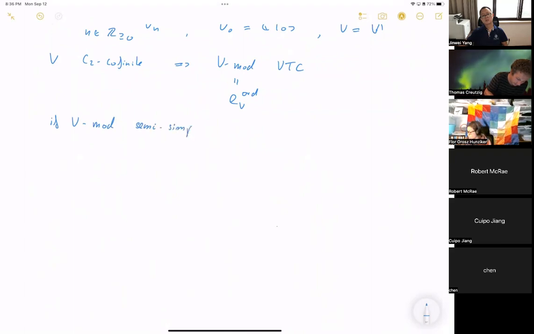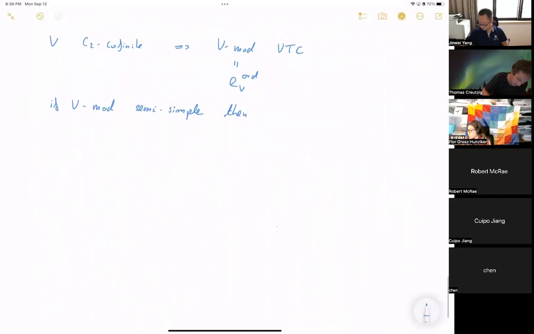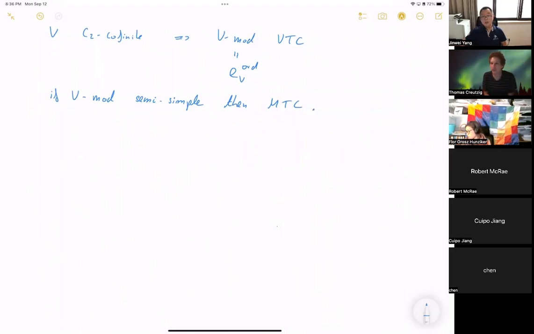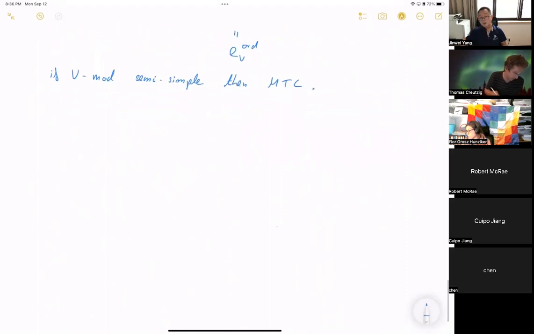And then the most famous class is probably if the category of V modules is, in addition to C2 cofinite, also semi-simple, then the VOA is also called rational or regular or whatever. And in that case, the vertex tensor category is in fact an MTC, a modular tensor category, a rigid, braided, finite, semi-simple tensor category. The thing that a low-dimensional topologist uses to compute invariants of three manifolds and so on. And the thing that a physicist likes to use for three-dimensional topological field theory. So the thing that has been of classical interest in a lot of cases.